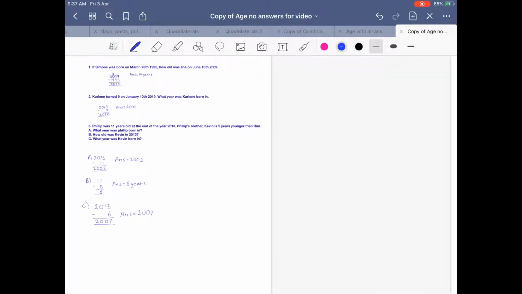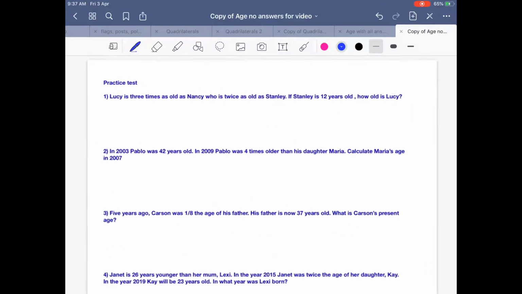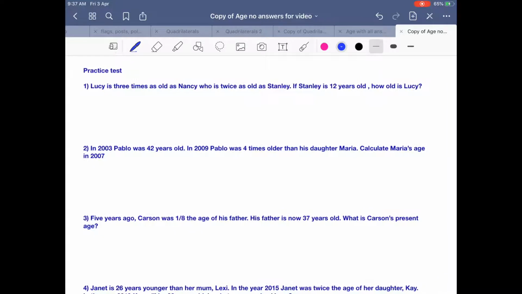We will now do some practice test questions. These questions go from simple to complex. Number 1. Lucy is 3 times as old as Nancy, who is twice as old as Stanley. If Stanley is 12 years old, how old is Lucy?